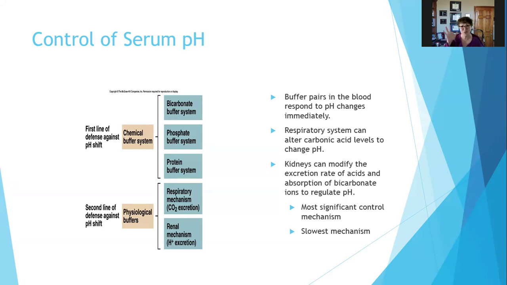Just so you know, if you ever see that on an exam, that's the answer. It's the kidneys. That's another reason why you need your kidneys, because kidneys are the key to everything. Kidneys are so important that we have two of them, and you can live with only one, so you could donate your kidney to somebody. But kidneys are super, super important. They're the most significant pH control mechanism.